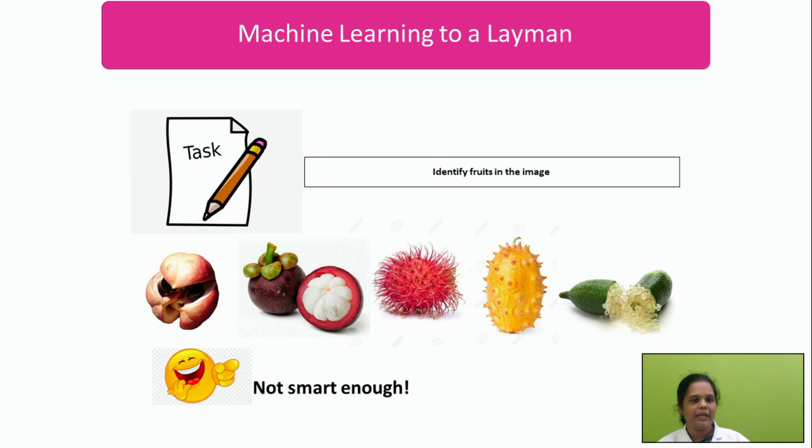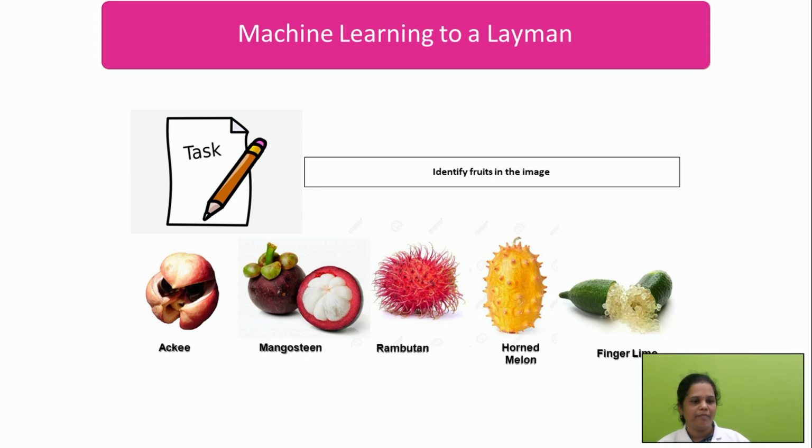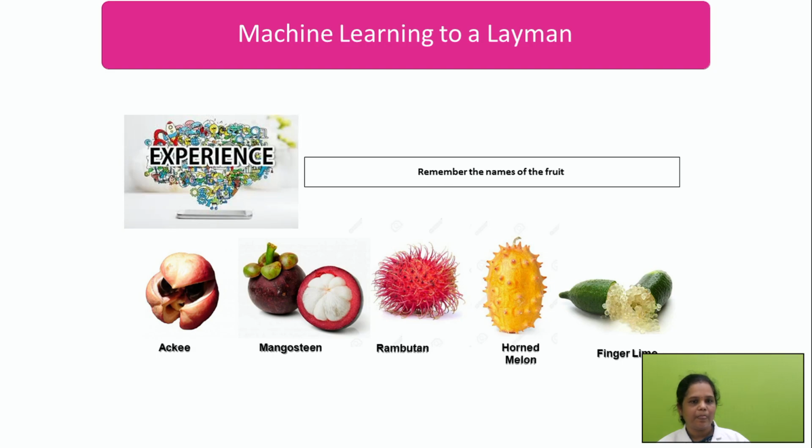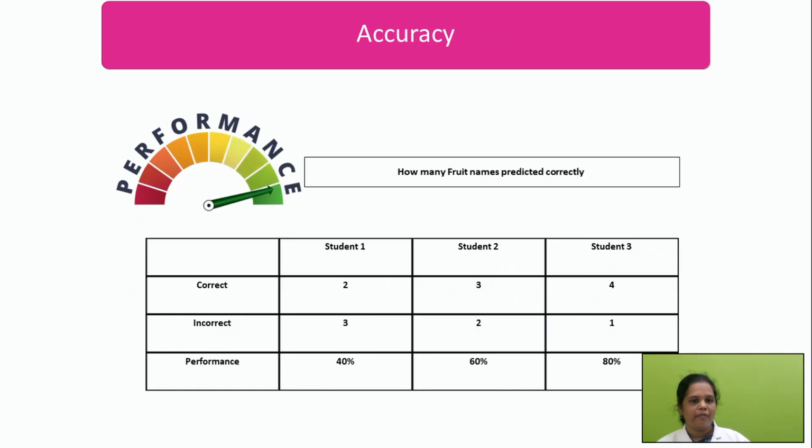To identify them easily, we feed this set of images to the machine, and the machine will be trained how to analyze the images. When the images are given to the machine, it will correctly identify what type of image it is. So this is what machine learning means. When the fruit names were given to 3 students, the performance of each student was evaluated. Student 1 correctly identified 2 and incorrectly identified 3, so the performance was evaluated as 40%.